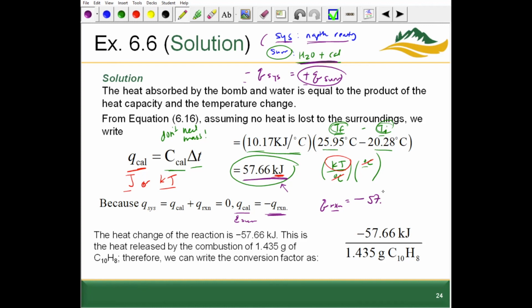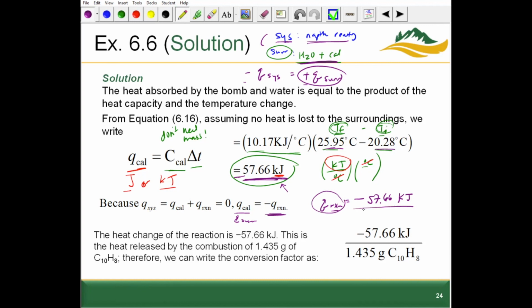So 57.66 kilojoules. This came out to a positive sign because this final temperature was larger than the initial temperature. So larger number minus a smaller number, that came out positive. So this value here is positive. So Q of the reaction, it loses this many kilojoules of energy or heat.